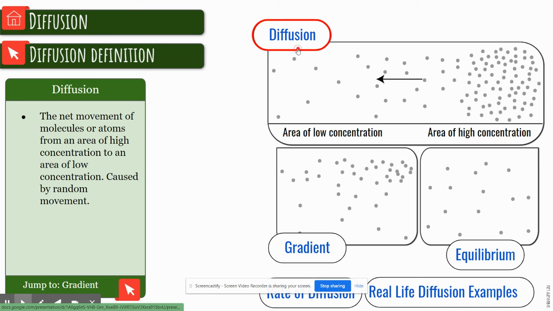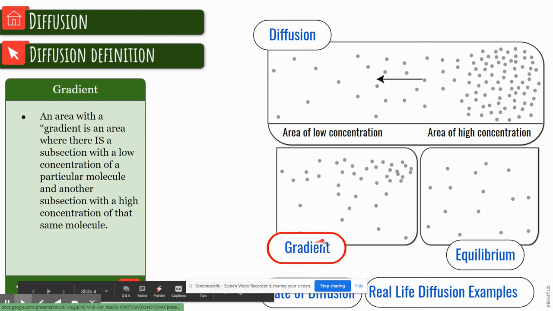So first, the definition of diffusion: it is the net movement of molecules or atoms from an area of high concentration to an area of low concentration, and this is caused because these molecules are moving very randomly. So you can see here, there's a very high concentration. There's a lot of these things. So they'd be bumping into each other, bouncing, and slowly that would cause the slow spread of these to the area of low concentration over here.